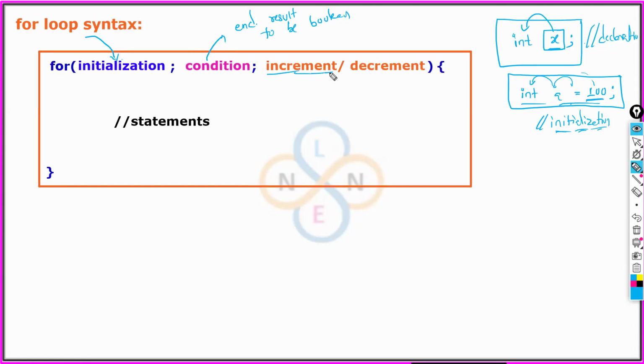Then increment depends on the requirement. For example, 1 to 10, then we have to increment by 1. 10 to 1, we have to decrement by 1. That's the meaning of each term. Then what you want to repeat should be inside the loop.